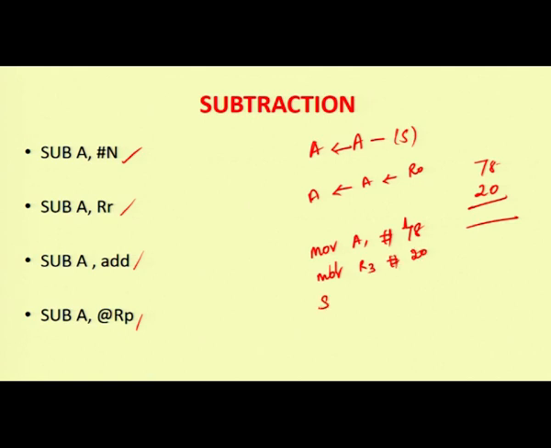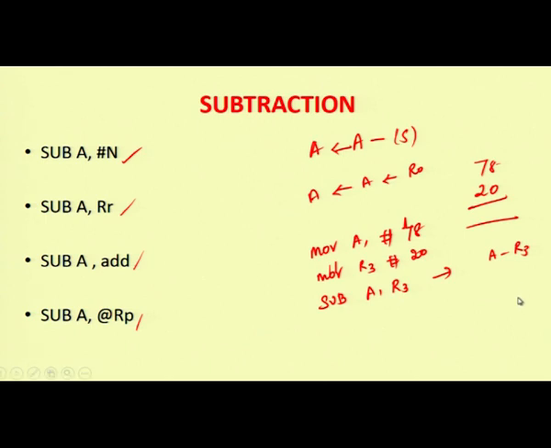then you can use SUBB A, R3. So, what will happen is the given register R3 value will be subtracted from the accumulator, and the result is stored in the accumulator. Okay. So, this is a normal one.